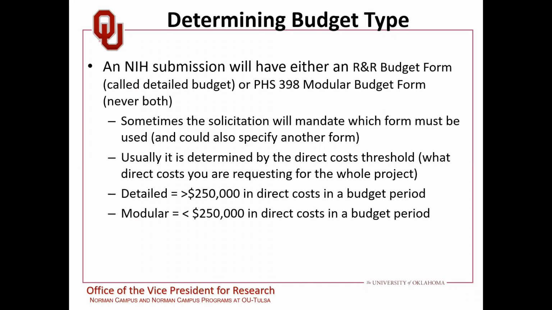Sometimes the solicitation will mandate what you're going to use. So for example, if you were going to put in for an R21, R21s are limited to $250,000. So you can't have more than that. However you want to break the modules up, you could have 150 in year 1 and 100 in year 2, but you can't exceed 250,000.